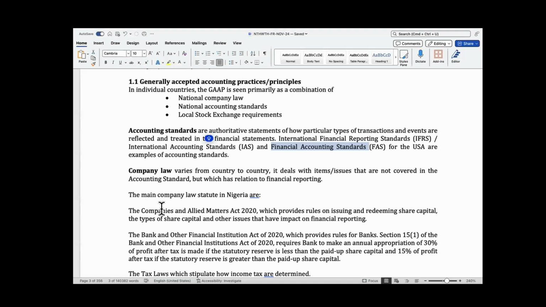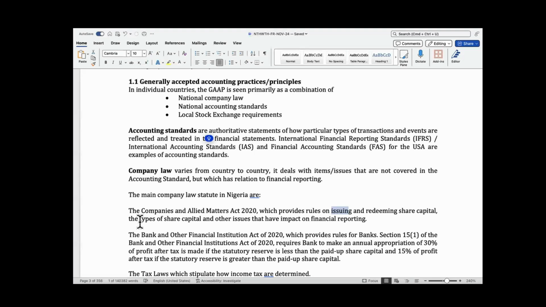An example of company law is the Companies and Allied Matters Act of 2020, the CAMA 2020. It is CAMA that provides the rules on how a company will issue and redeem share capital. They are the ones that will tell us the types of share capital and other issues that have impact on financial reporting, like giving us the definition of SMEs and some other items that you would learn as we move on.